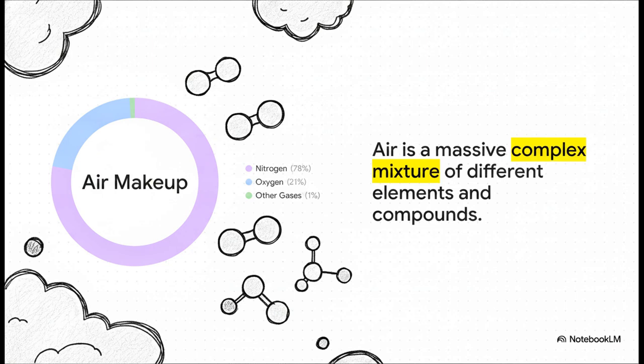Take a deep breath. When we look at the composition of the air around us, it is clearly a massive mixture of different elements and compounds. It is definitely not a single pure gas. The air you're breathing right now is roughly 78% nitrogen and 21% oxygen. That remaining 1%, it's a total grab bag of carbon dioxide, argon, water vapor, and small quantities of other gases.